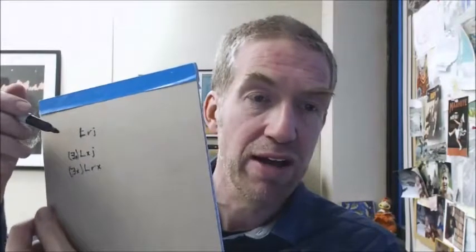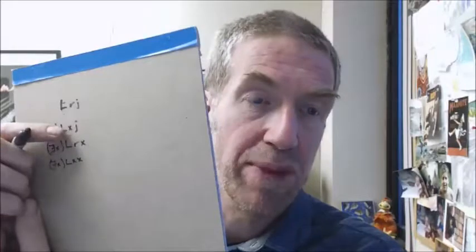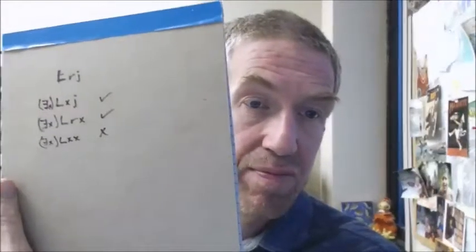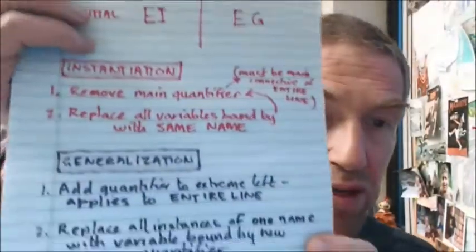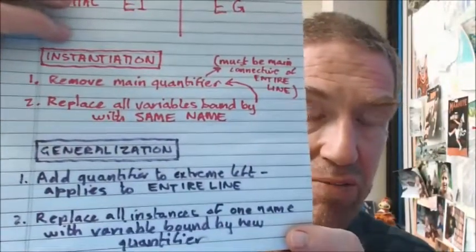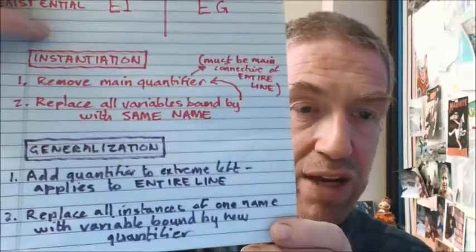Romeo loves something. In other words, it doesn't matter which name I pick to generalize from. I can pick whichever one. What I cannot do is this. I cannot replace two different names with the same variable. I can only pick one of the names to replace with the variable. So the first two are okay, but the last one is not allowed. Okay, so generalization, just to recap: you add a quantifier to the extreme left, and it applies to the entire line, and you replace all instances of one name with a variable bound by the new quantifier.